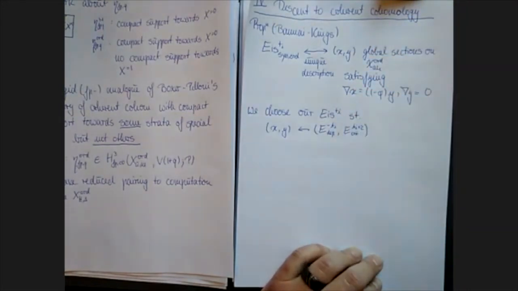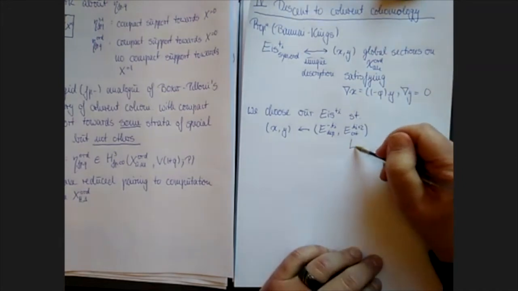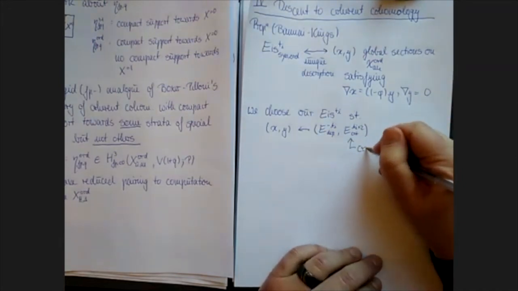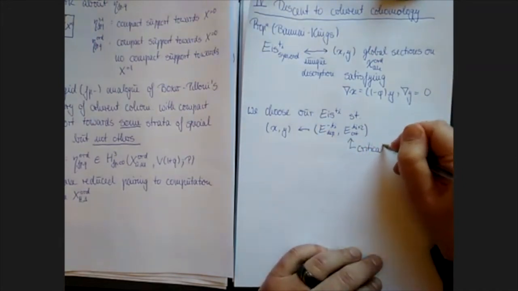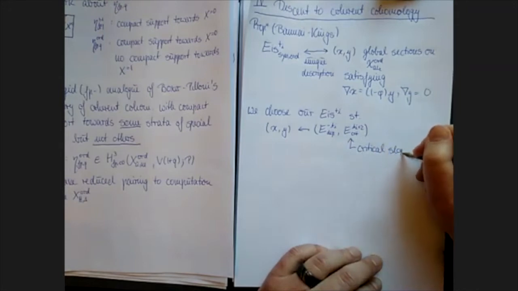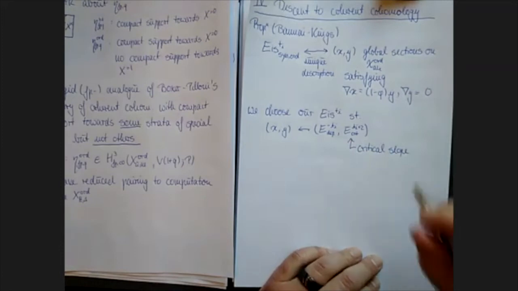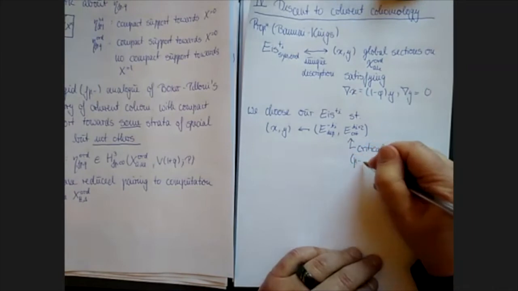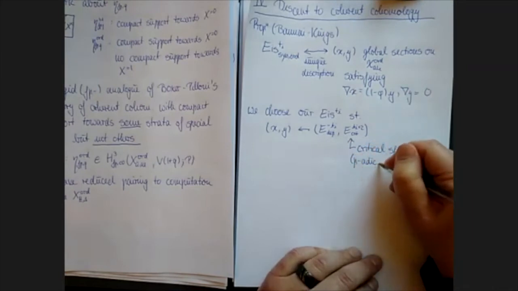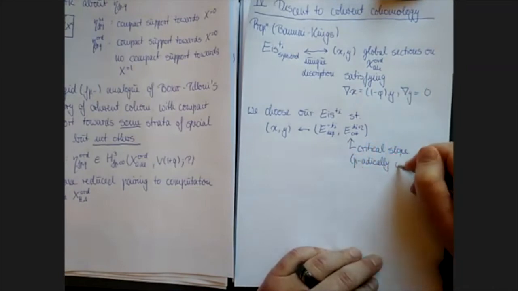I want to make a remark here. This here is critical slope, so it is p-adically cuspidal. And this has to do with issues of the cuspidal boundary. And I will hint later why we make this choice. So this here is p-adically cuspidal.